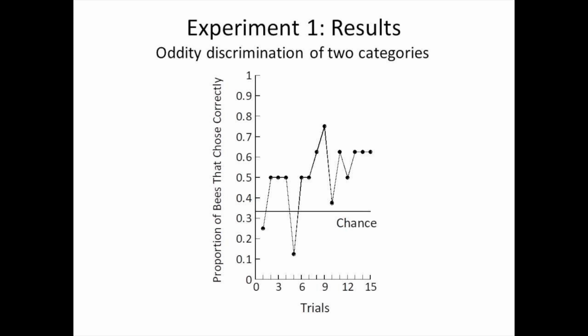Now, it should be noted that it's very unlikely to reach 100% since this problem is very difficult for the bees. Other animals rarely will reach 100% unless you do countless amounts of training with them. This oddity discrimination of 2 categories was difficult, but we can increase the difficulty of this problem by introducing a 3rd category, which I will describe in the next following slides.